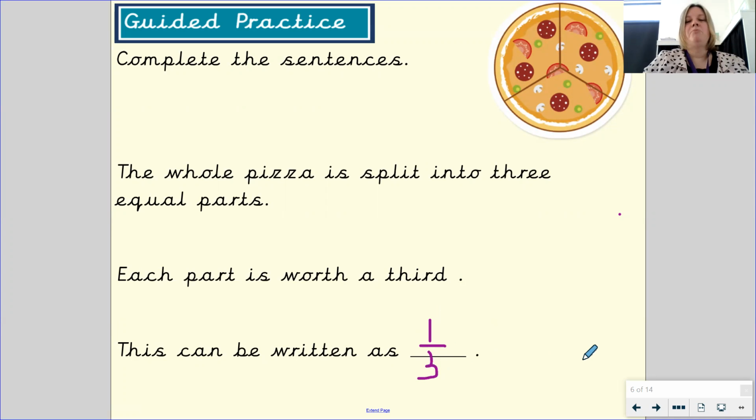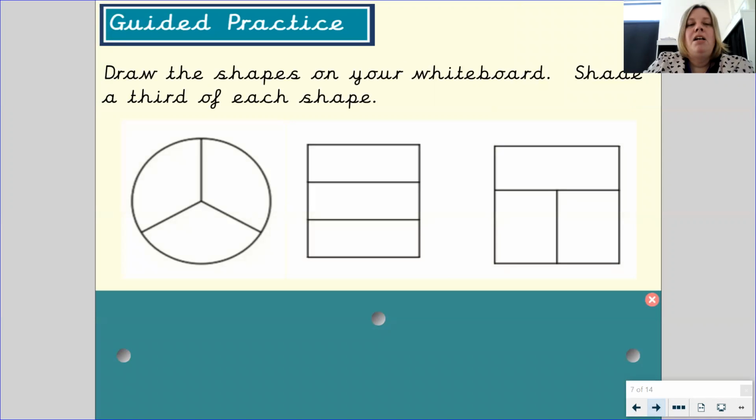Remember, the number at the bottom of our fraction tells us how many parts there are all together. Look at the shapes. Draw the shapes on your whiteboard. Shade a third of each shape. I'm going to look at the first shape. If I'm shading a third, I am colouring in 1 part. The whole is split into 3 equal parts. So I'm going to shade 1 part.